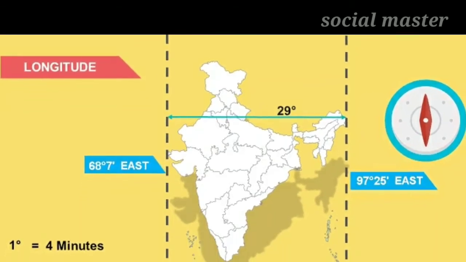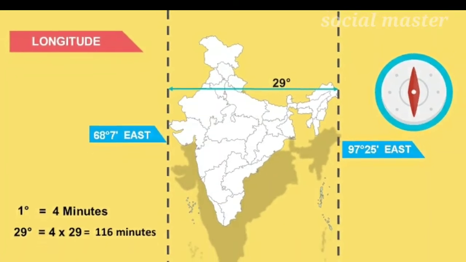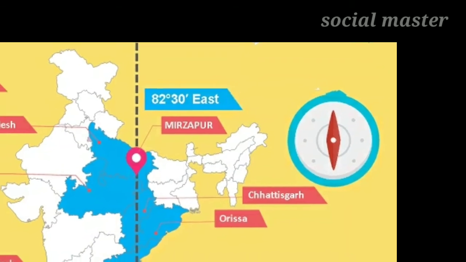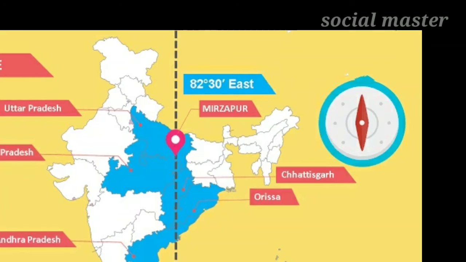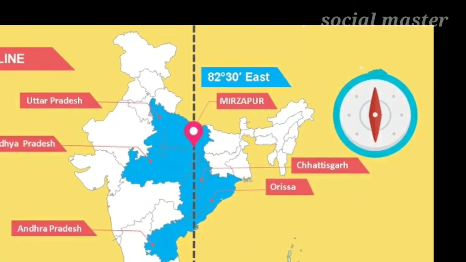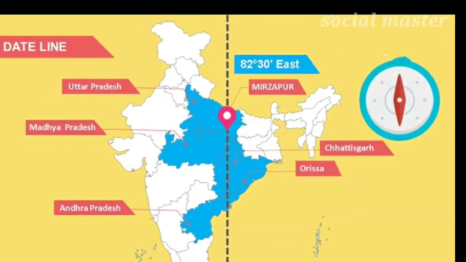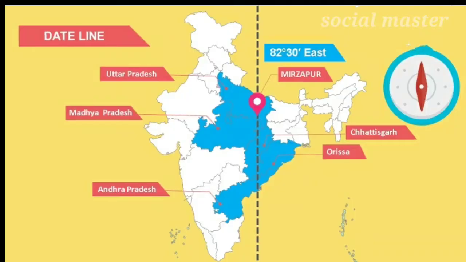And also we have taken one IST, meaning Indian Standard Time. It is 82.5 degrees, meaning 82 degrees 30 minutes east longitude, taken as the standard meridian, which passes through Allahabad in Uttar Pradesh. Allahabad has a new name, that is Prayagraj.